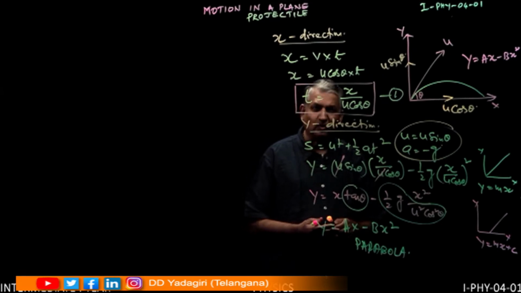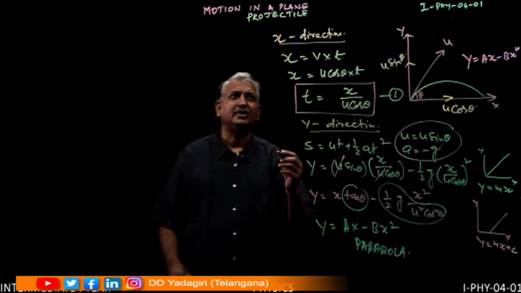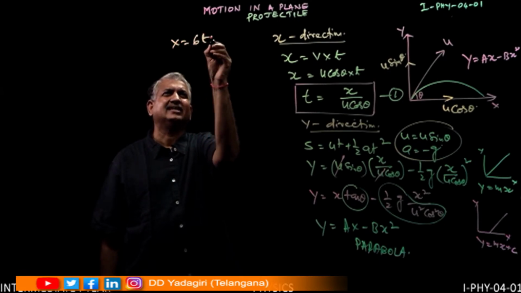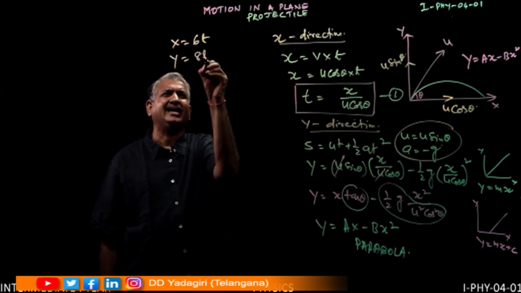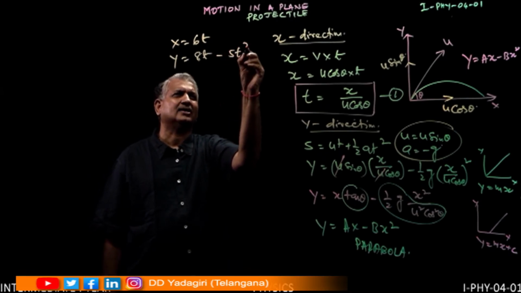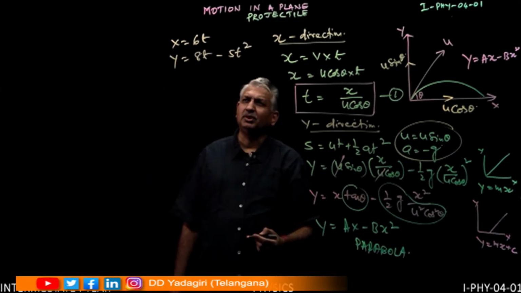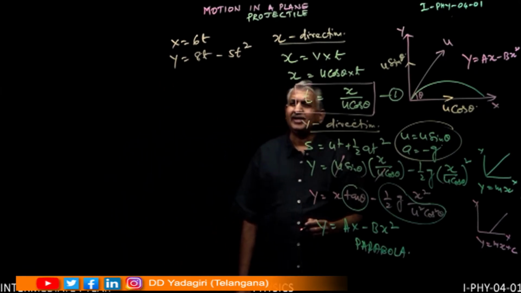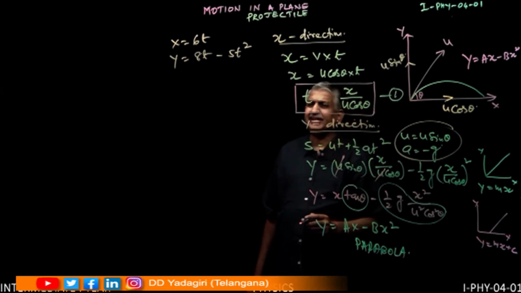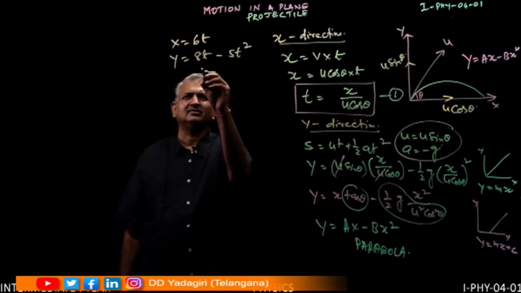We are taking an example on this. So I am taking an example here. Suppose x is equal to 60, y is equal to 80 minus 5t². Suppose I am giving a problem here, x is equal to 60, y is equal to 80 minus 5t². Then what is the initial velocity and angle of projection?